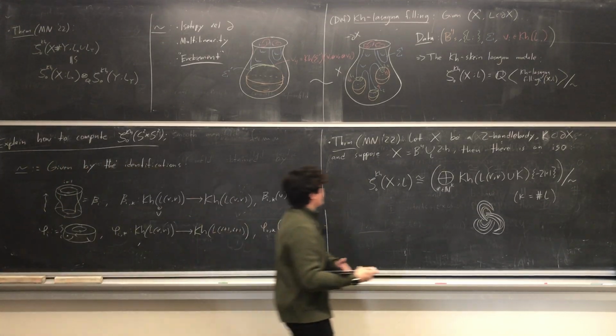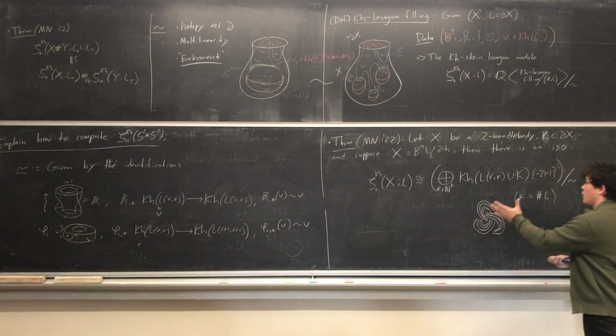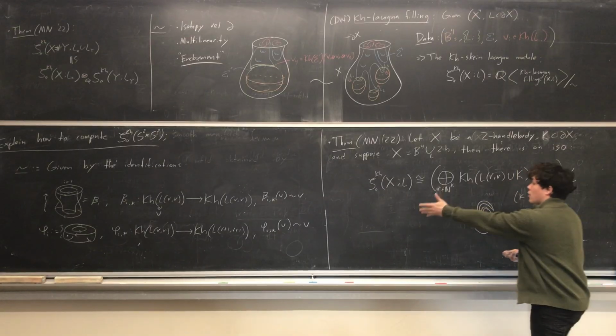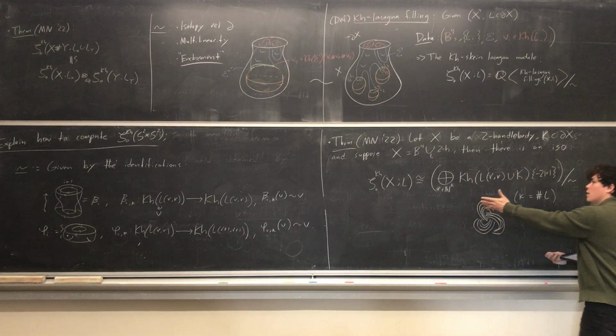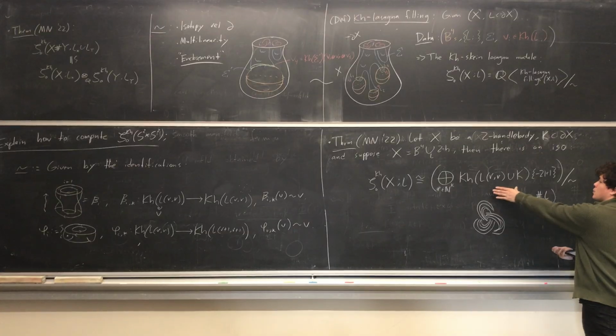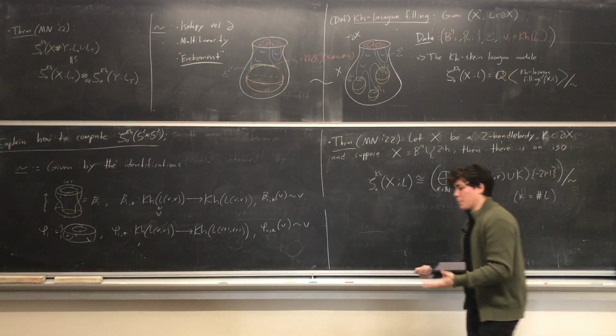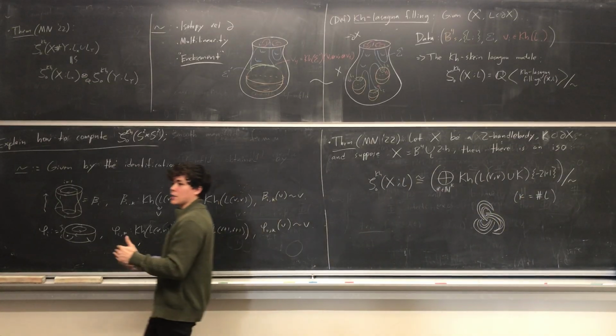Okay, and that's it. As long as X is a two-handle body, you can turn the Khovanov skein lasagna module into a computation involving just regular Khovanov homology.